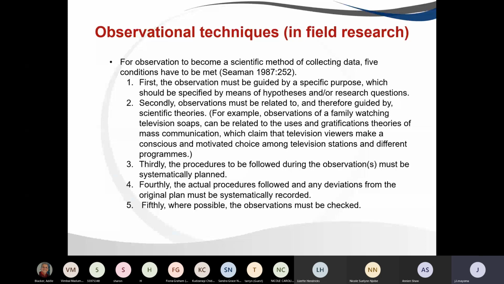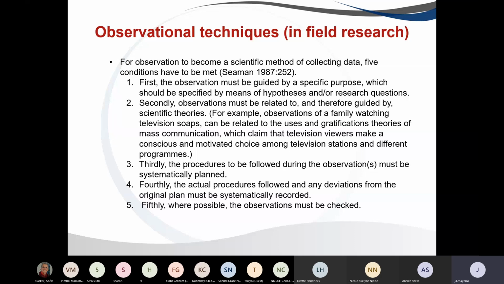Secondly, the observation must be related to and guided by scientific theories. So it's not just, I want to see how people act. It's, what is it based on? What scientific theory are you coming in with? Basically, you must have a theoretical foundation for what you're observing. Is there a theory out there that has hypothesized how teacher-student relations affect the students' grades? There must be some sort of theoretical thinking behind your observation.